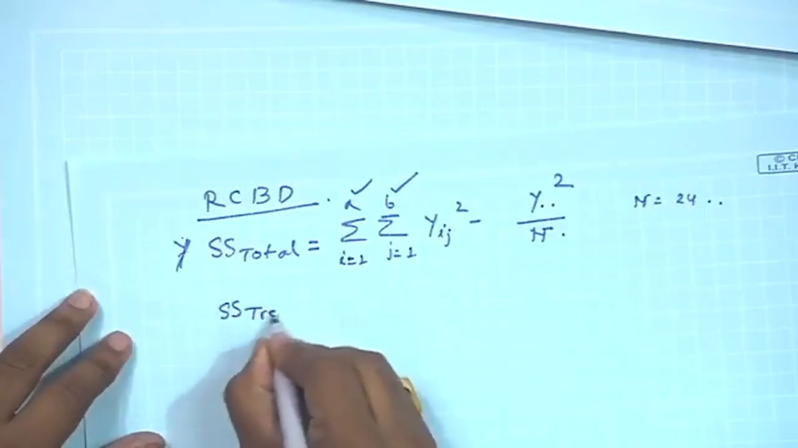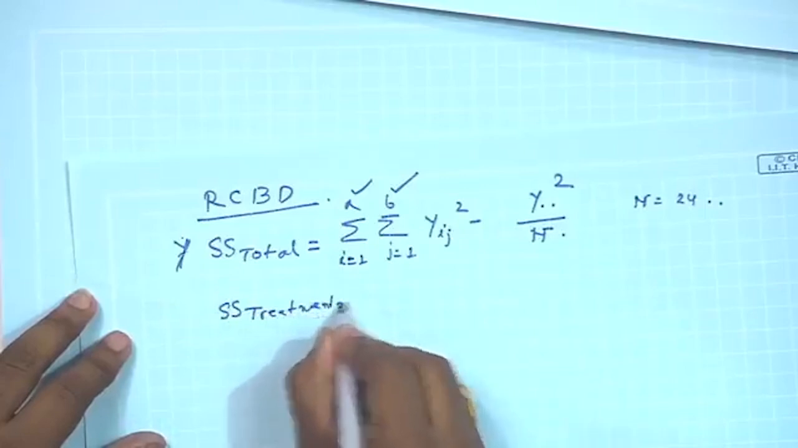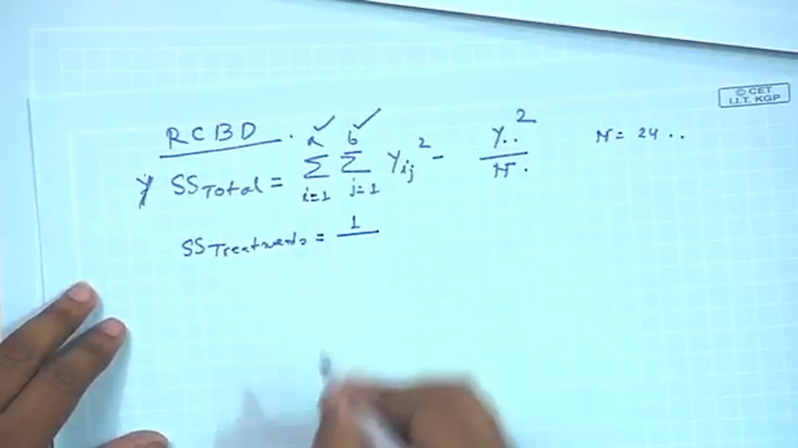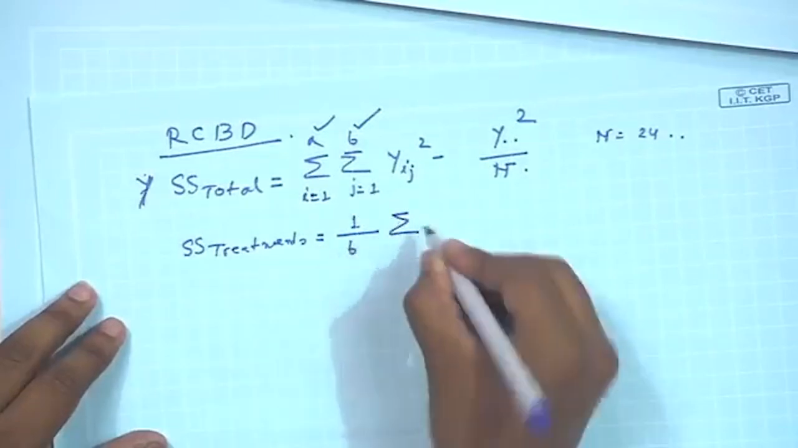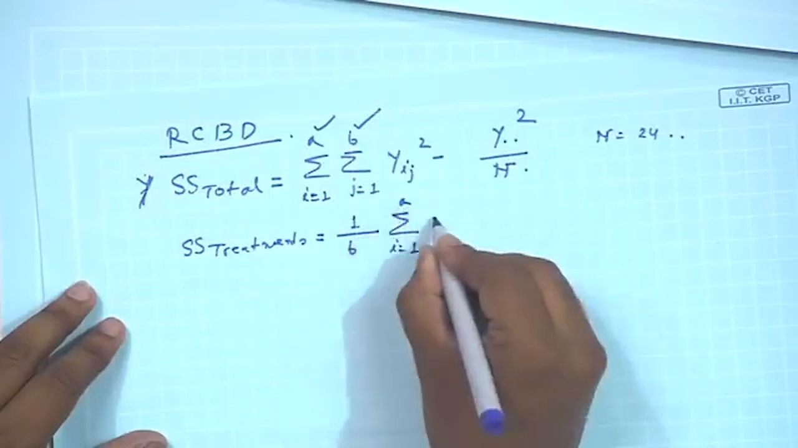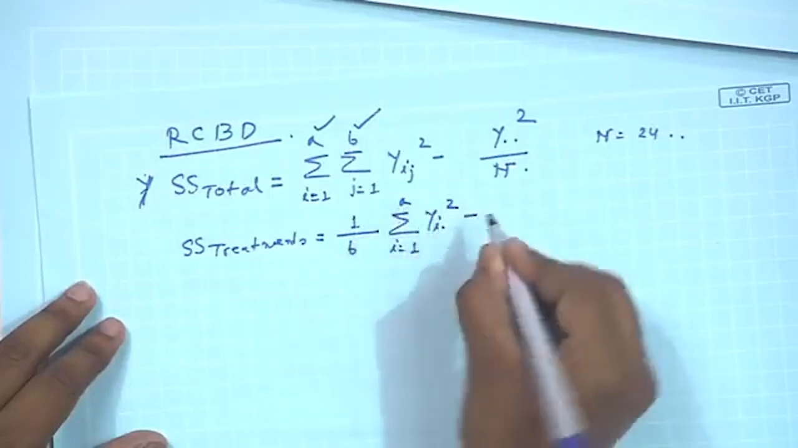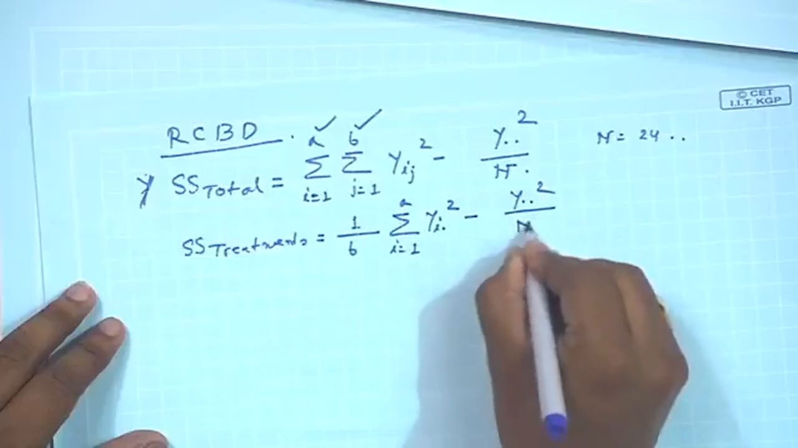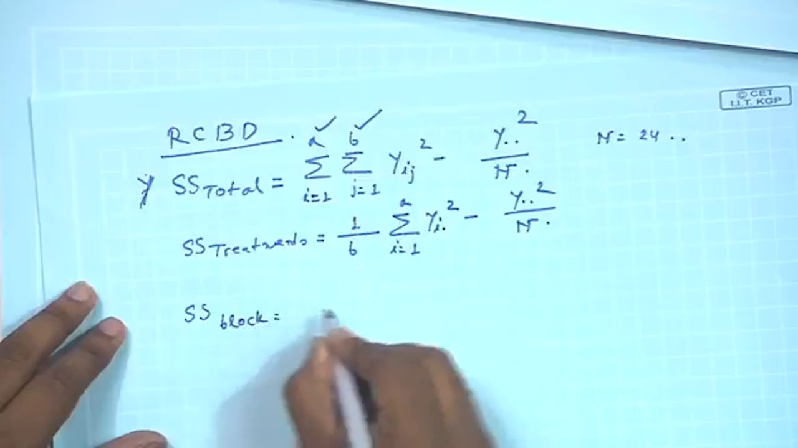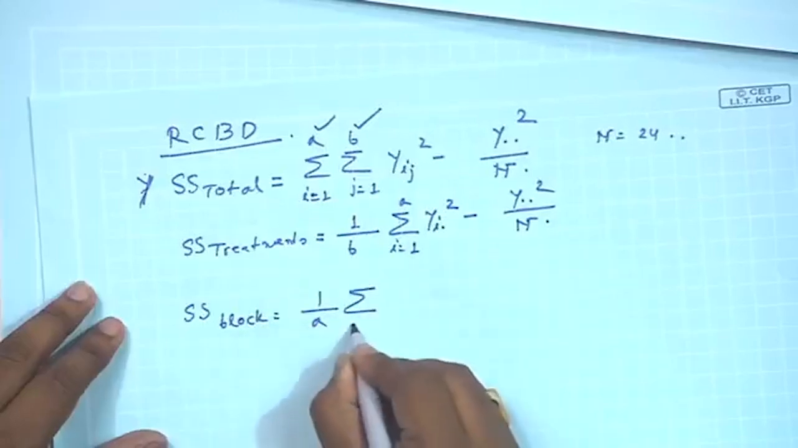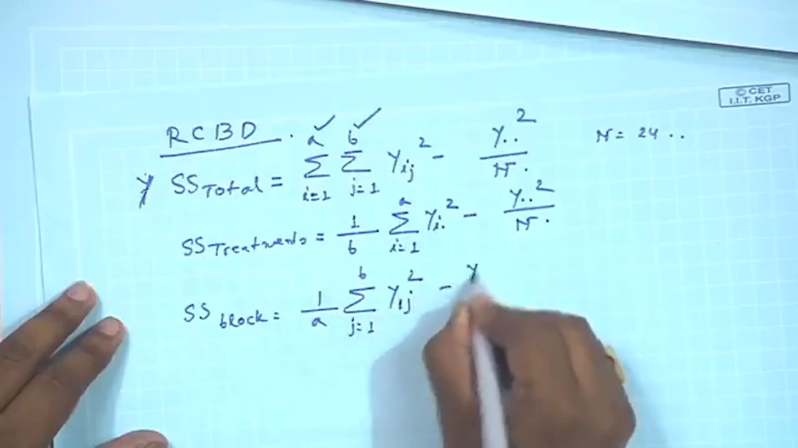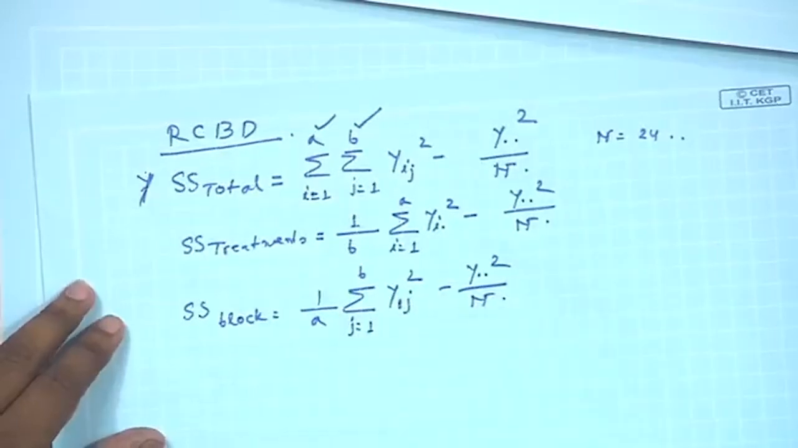Then SS treatment will be 1 by b summation of i equals 1 to a y i dot square minus y dot dot square by n, and SS block will be 1 by a summation of j equals 1 to b y dot j square minus y dot dot square by n.